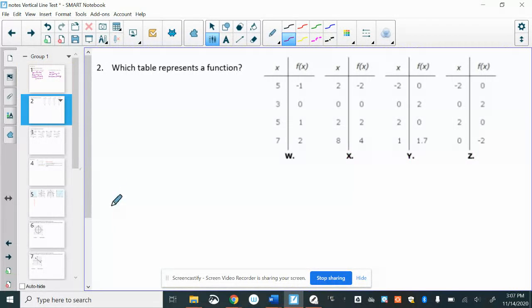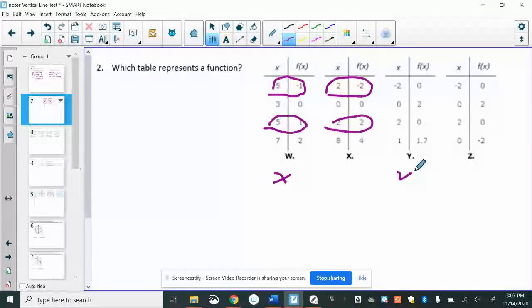We also looked last time at tables. Same thing, we're focused on the x's. What's making this one not a function right here are these repeating x's, so this is not a function. This one here is also not a function. We have repeating x's pairing with different numbers. This one is a function. There are no repeating x's here, and here the zeros repeat, making it not a function. So the correct choice here would be y.